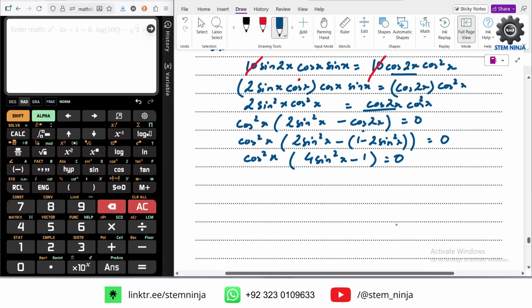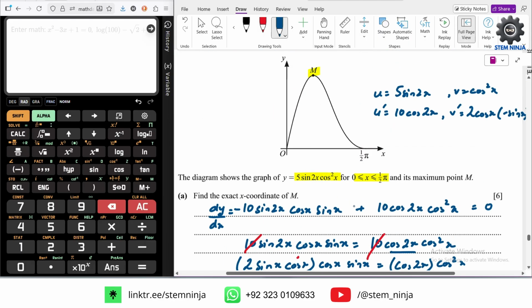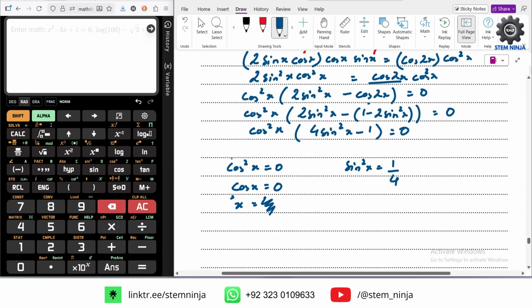Now we have two equations. So either cos squared x is 0 or sine squared x is 1 over 4. So either cos of x is 0, which means x is equal to pi by 2, sorry, not 0. Okay, so x is pi by 2.